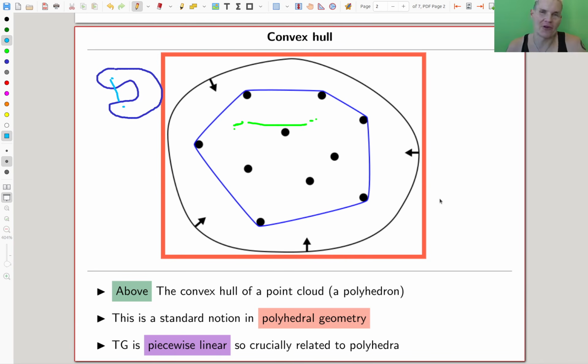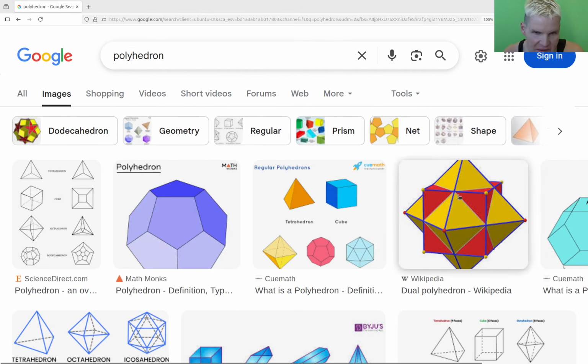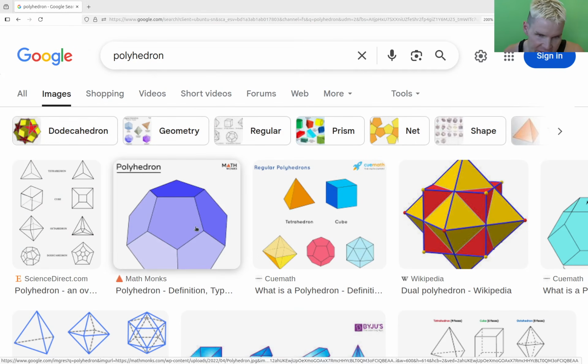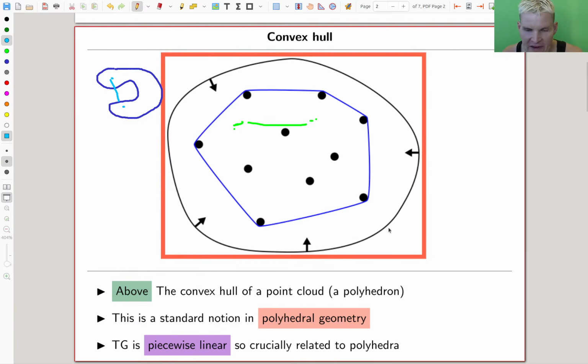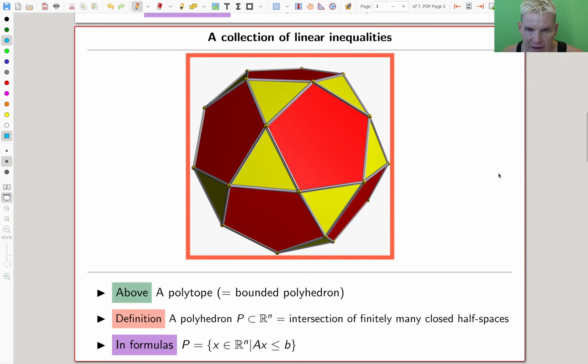This is one of the first notions in polyhedral geometry, and recall that tropical geometry is this piecewise linear thing. So it's crucially related to polyhedra, which are really like this piecewise linear, so it's linear here, but it's not quite linear. Linear would be a bit too boring. Those piecewise linear objects. So that's a starting point: convex hull, polyhedral geometry, tropical geometry, right?